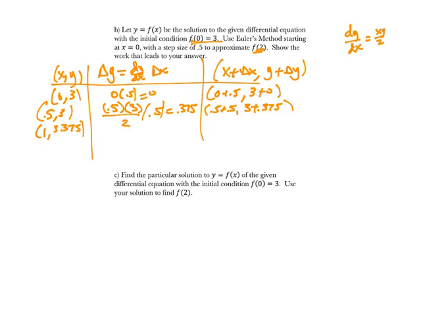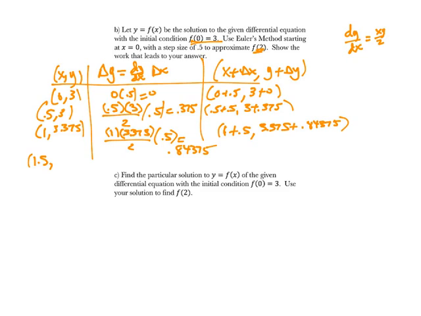Finding delta y, which is 1 times 3.375 over 2 times delta x, 0.5, gives us 0.84375. So I have 1 plus 0.5 for delta x, and 3.375 plus my new delta y, 0.84375. So my last point here is (1.5, 4.21875).